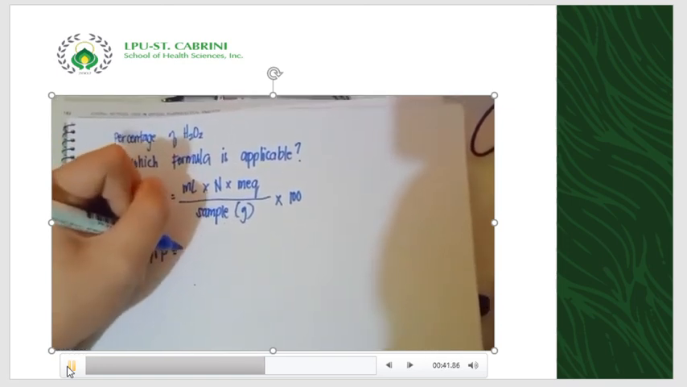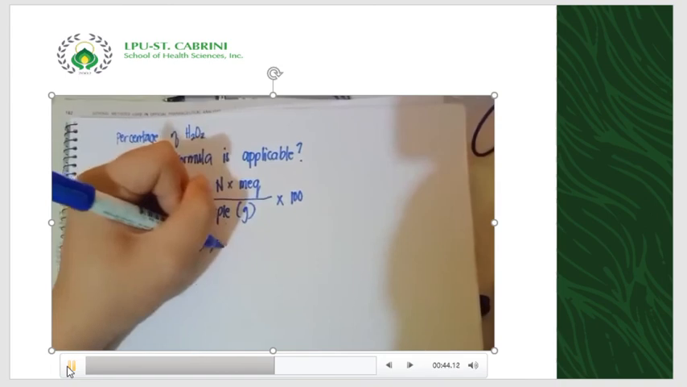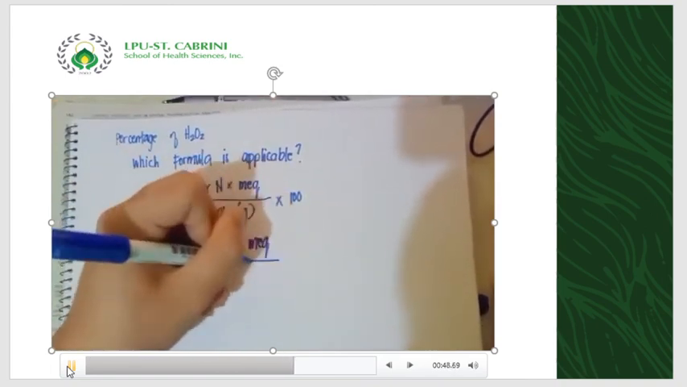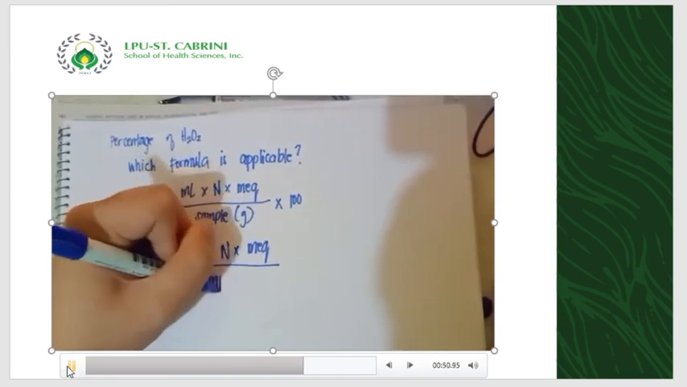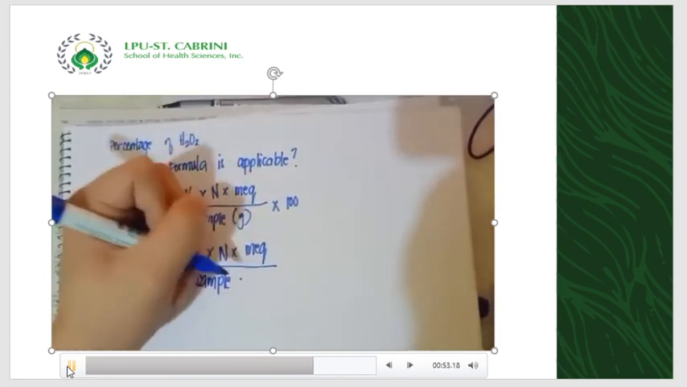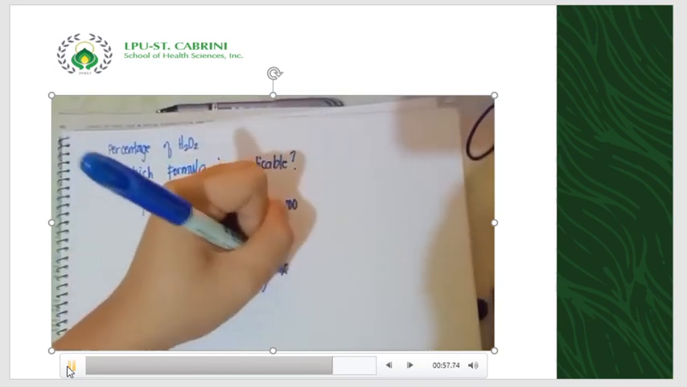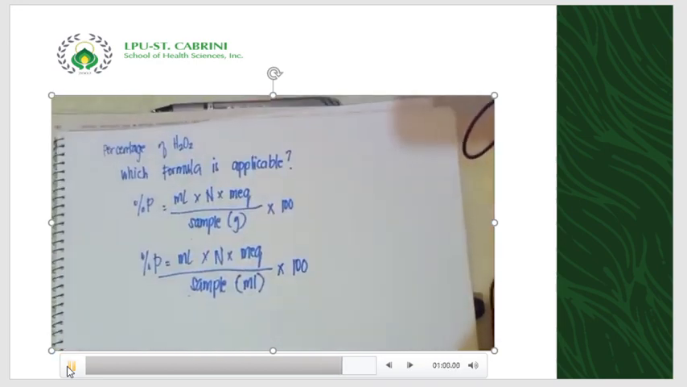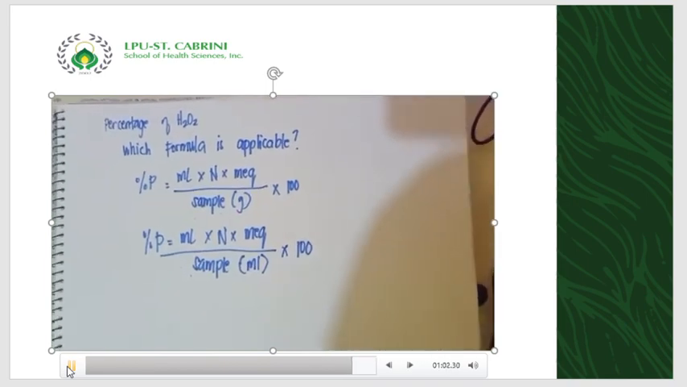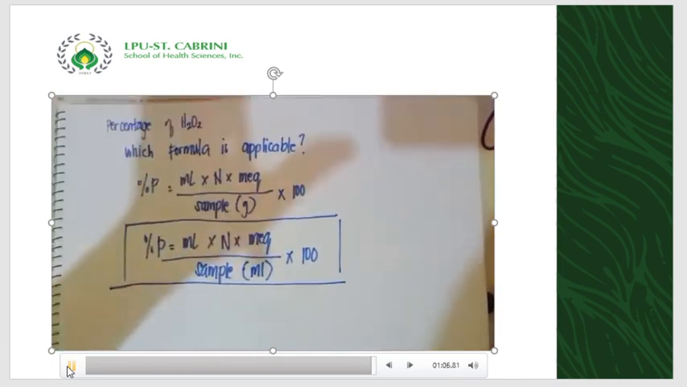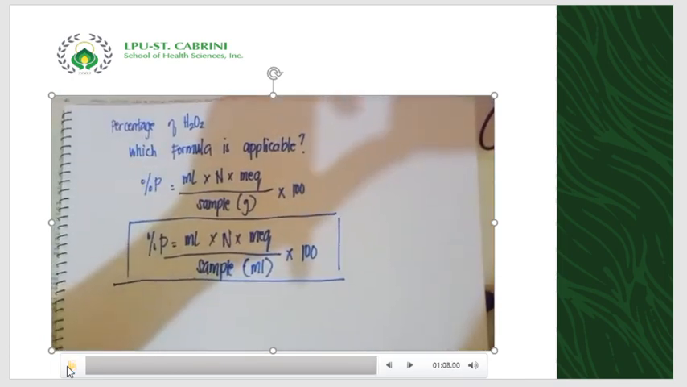Or, the other formula for percent purity is the volume of the titrant times the normality times the milliequivalent, divided by the sample now in volume naman, in ml, times 100. So, ang gagamitin natin dyan is yung pangalawa. Okay? Why? Kasi ang volume ng analyte nyo, or yung given data ng analyte nyo, is naka-ml, naka-volume. Okay? So, therefore, yun yung gagamitin natin.